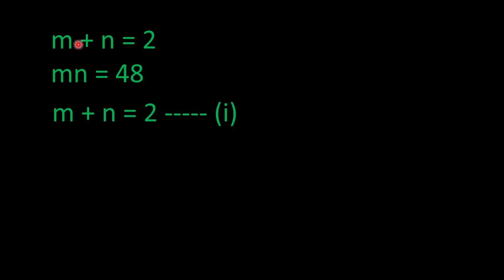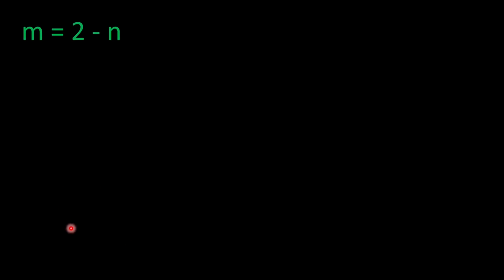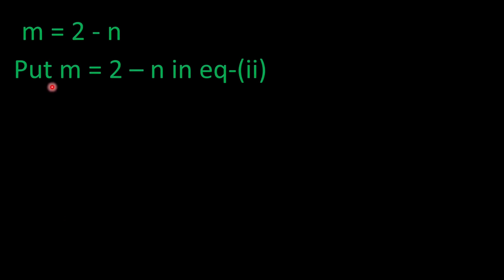So first of all, we can write m plus n equals 2 as equation 1, and m times n equals 48 will become equation 2. Now from equation 1 we can write m is equal to 2 minus n. Basically we have shifted this plus n to the other side of the equation, so m equals 2 minus n. And now we will put m equal to 2 minus n in equation 2.